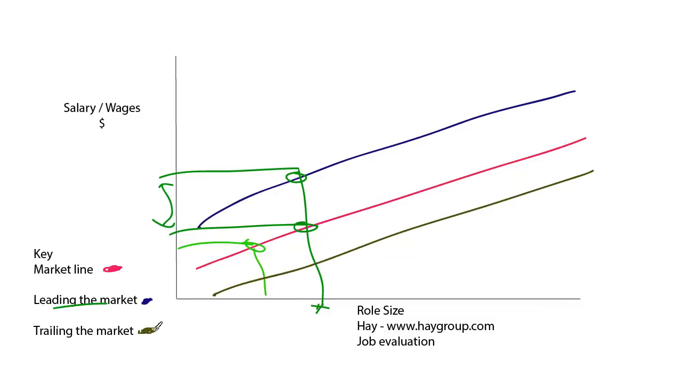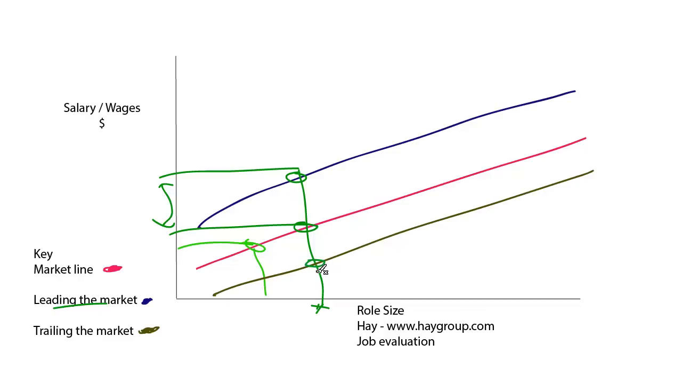Not a particularly attractive colour, which is trailing the market. So the same principles exist. The role here is the same size as this role, but they're paid at three very different points. There are quite specific instances where you would select to trail the market.